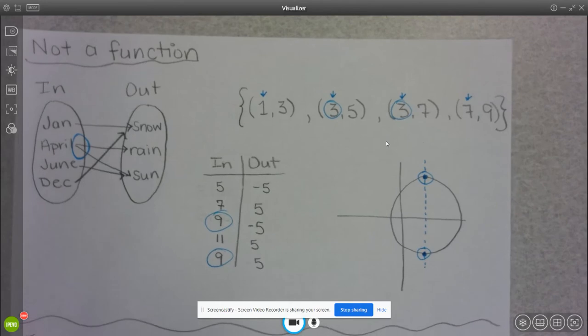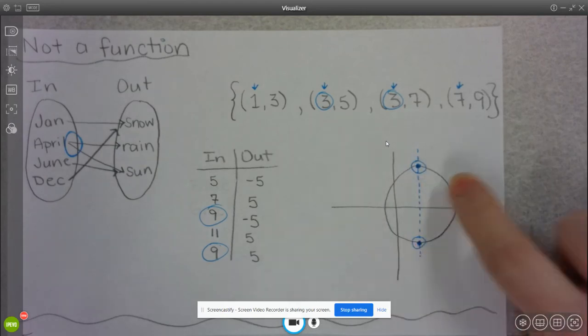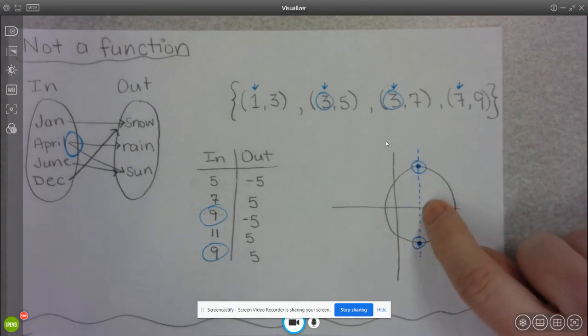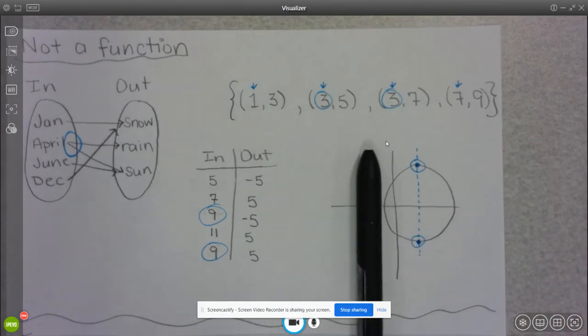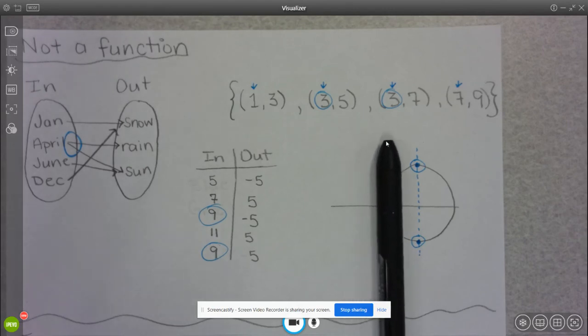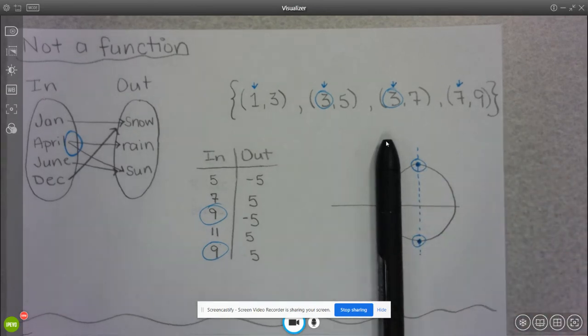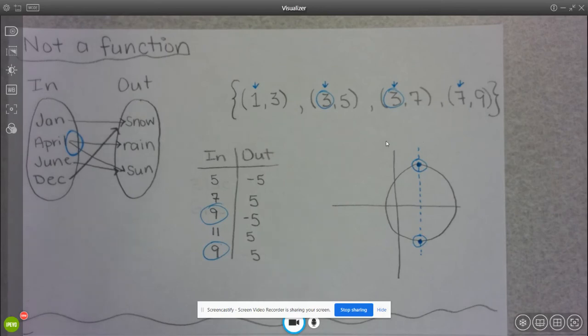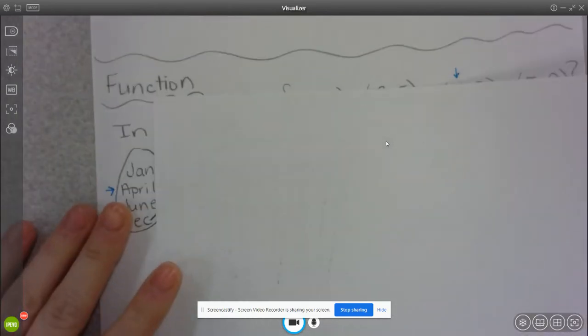And then for my graph, you'll notice I could draw a vertical line here, and there would be two different points for that one specific x value. Some people refer to this as the vertical line test. If I took a pen or a pencil and had this represent a vertical line, if at any point in time my function hits that pen or pencil more than one time, no longer a function. So those are examples of non-functions. Let's look at examples of functions.